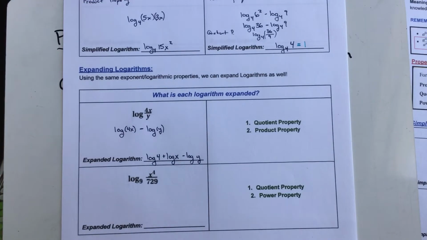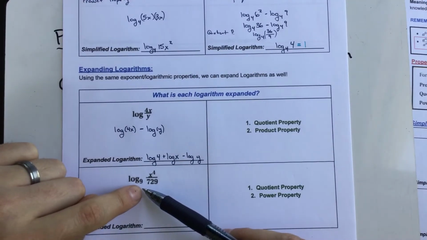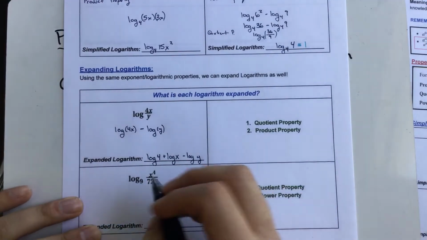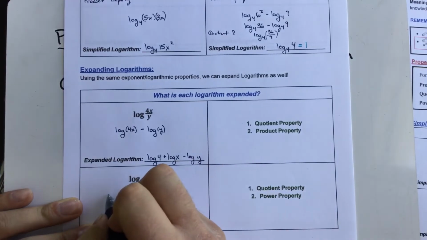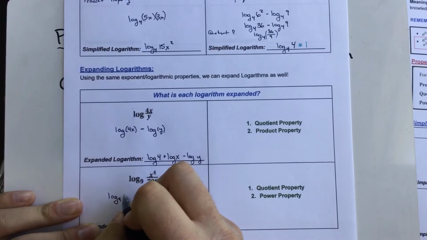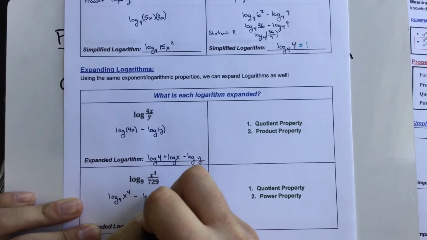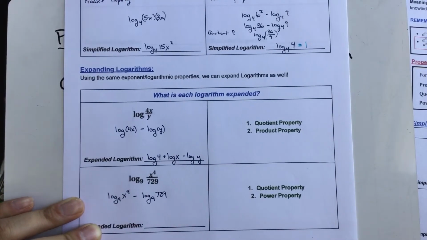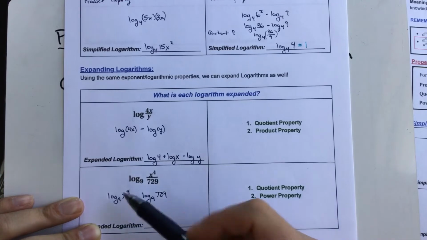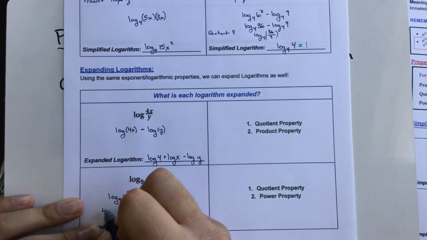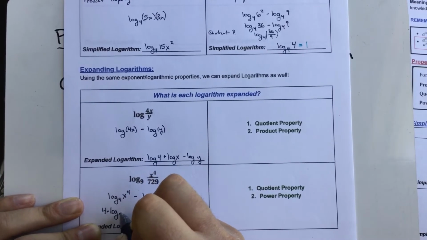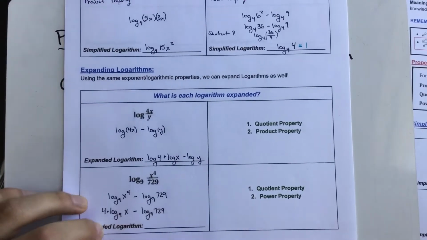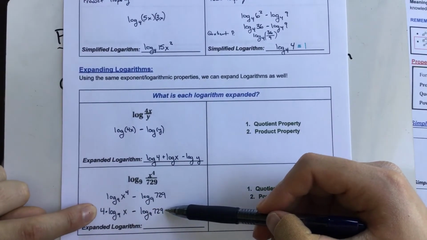Let's take a look at the next one. Log base 9 of x to the 4th over 729. I could use my quotient property again first. I'm going to write this as the log base 9 of x to the 4th minus log base 9 of 729. And now I can use my power property because this has an exponent. So I'm going to write this as 4 times the log base 9 of x minus log base 9 of 729. Now, this is expanded.